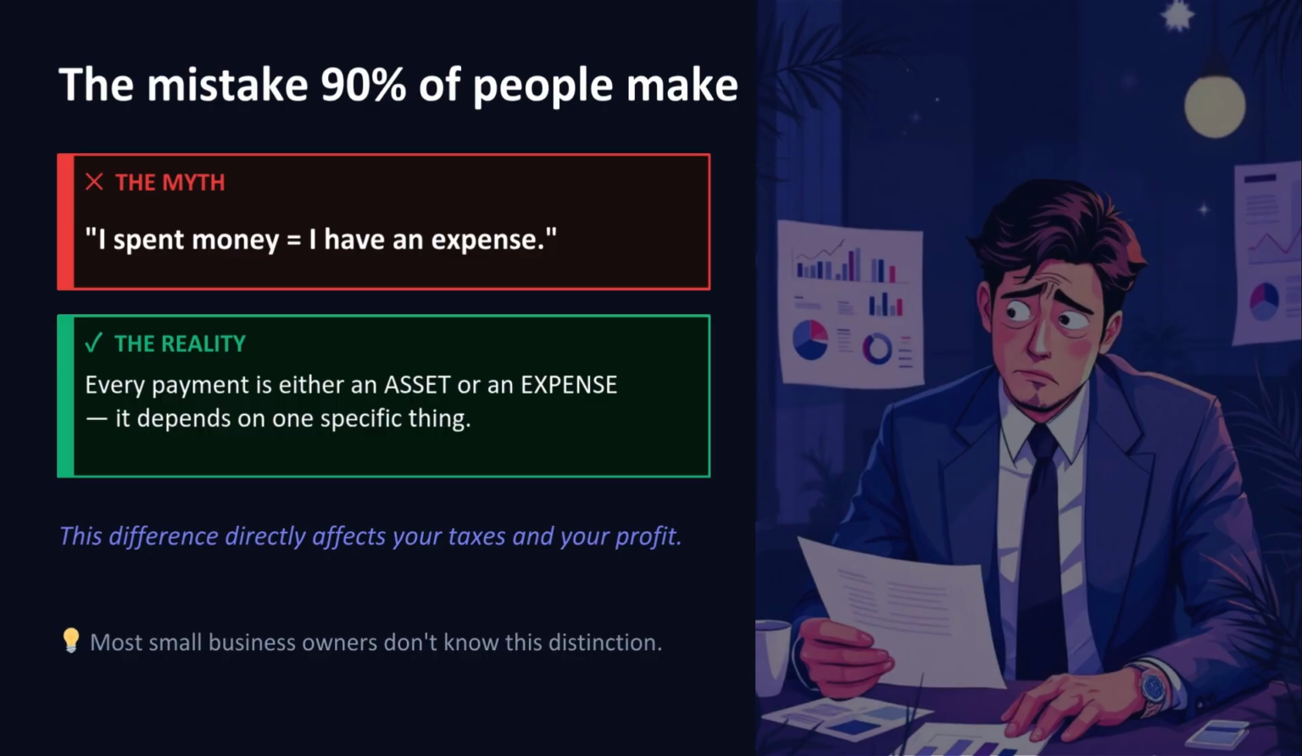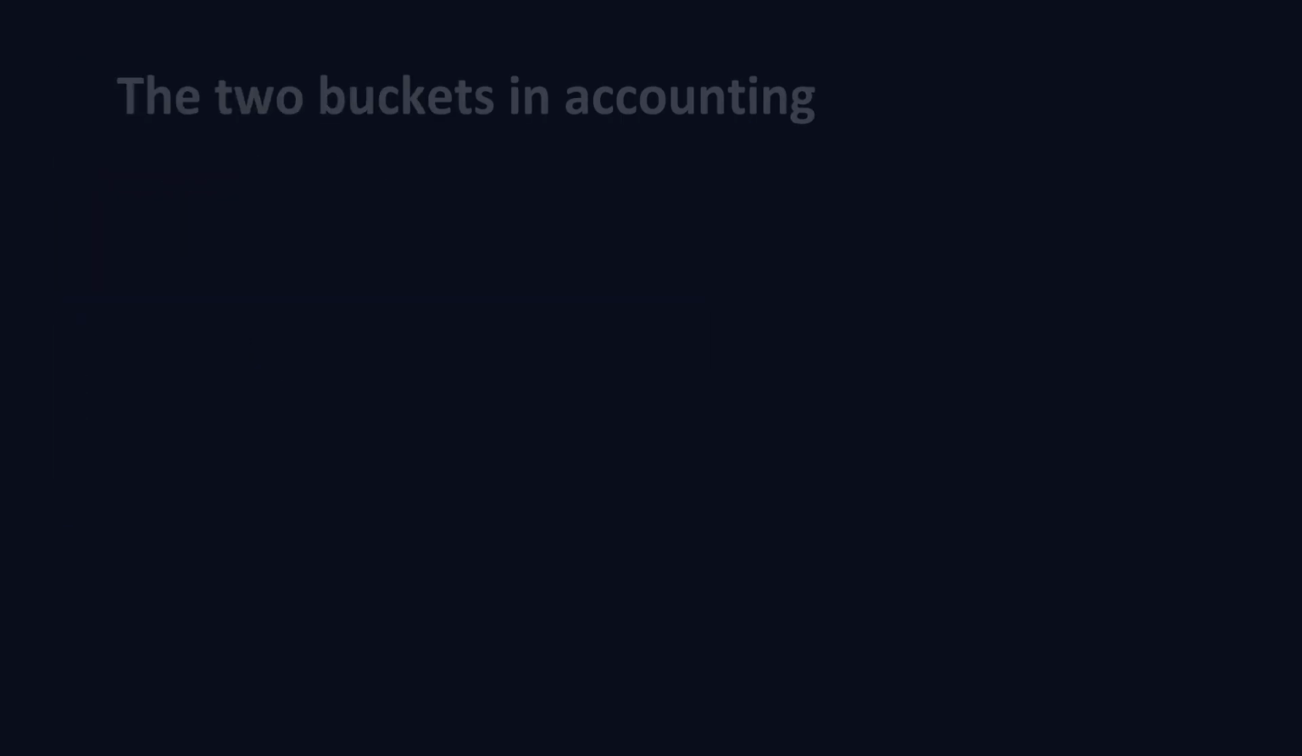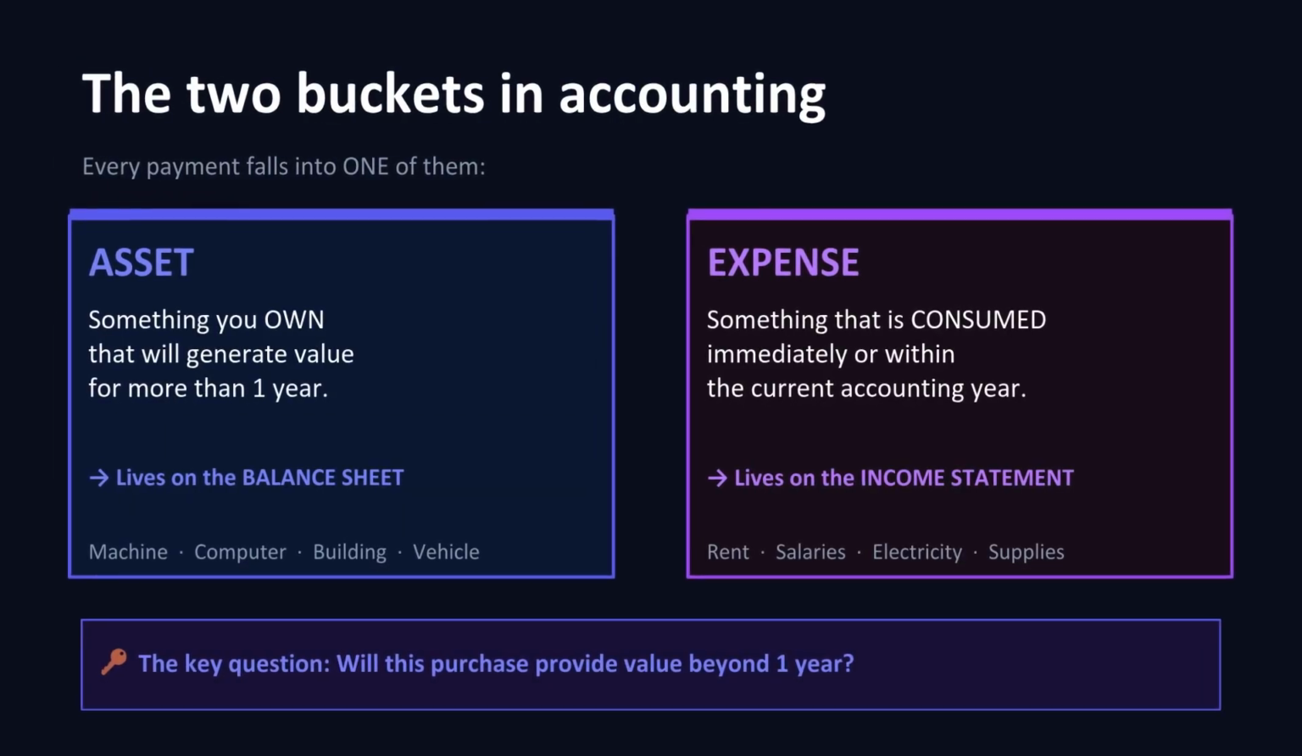Every single payment your business makes is either an asset or an expense. And which one it is depends on one very specific thing. This distinction directly affects your profit, your taxes, and how your business looks to a bank or investor. Most small business owners don't know this. After today, you will.